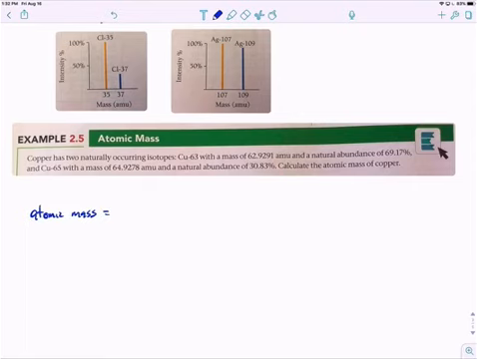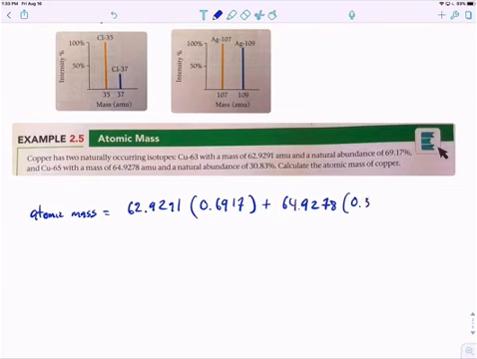This is going to be equal to the mass of 1, so it's going to be 62.9291 times the fraction. So 69% is the fraction 0.6917 plus 64.9278 times the fraction 0.3083. And you throw this in your handy dandy calculator, and what do you get?